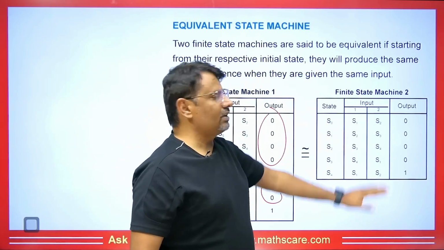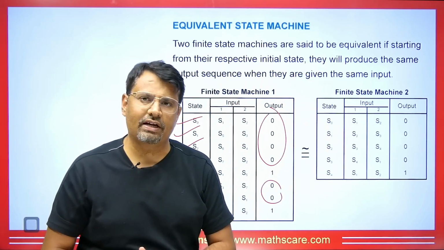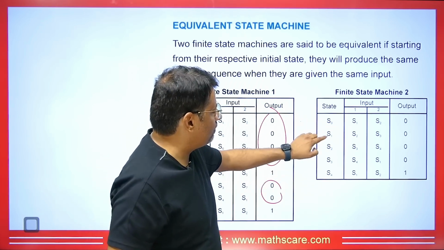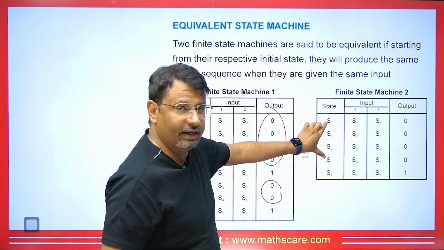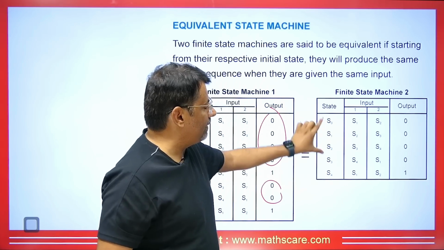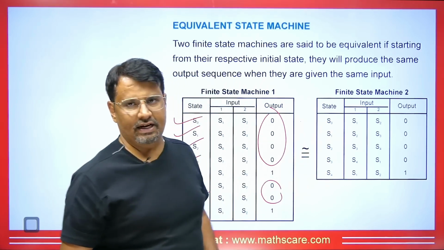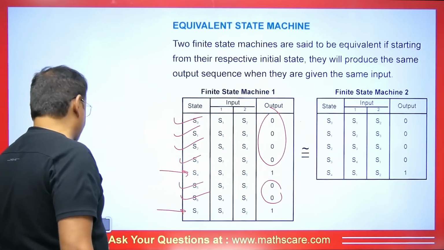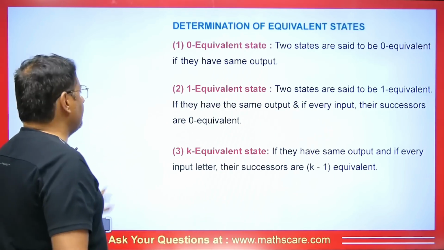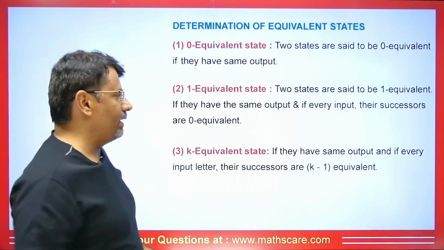You can see in this table which states are zero equivalent. Here we have S0, S1, S2 and S3, which are zero equivalent. Similarly, these states here are also zero equivalent, but this and this are different sets, so we need to keep this in mind. Okay, this is what I wanted to explain to you. We will understand this in more detail ahead.